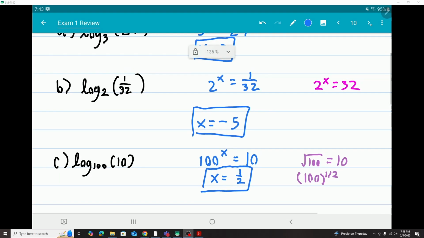And so that's how we evaluate these logarithms: you ask, what do I need to raise the base to in order to get the number inside of the parentheses?